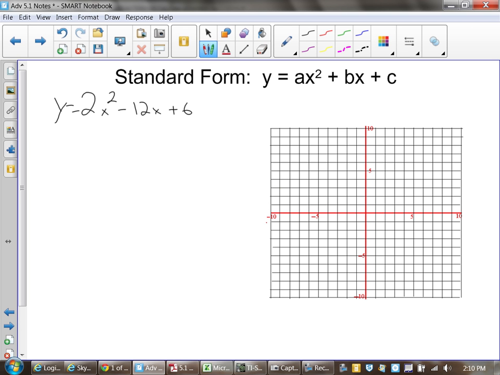All right. Now, when I go to graph these things, there's a few rules that you may or may not remember. This is in standard form. I have coefficients a, b, and c, 2, negative 12, and 6 respectively. And when I go to graph something like this, the very first thing I want to identify is what's called my axis of symmetry.